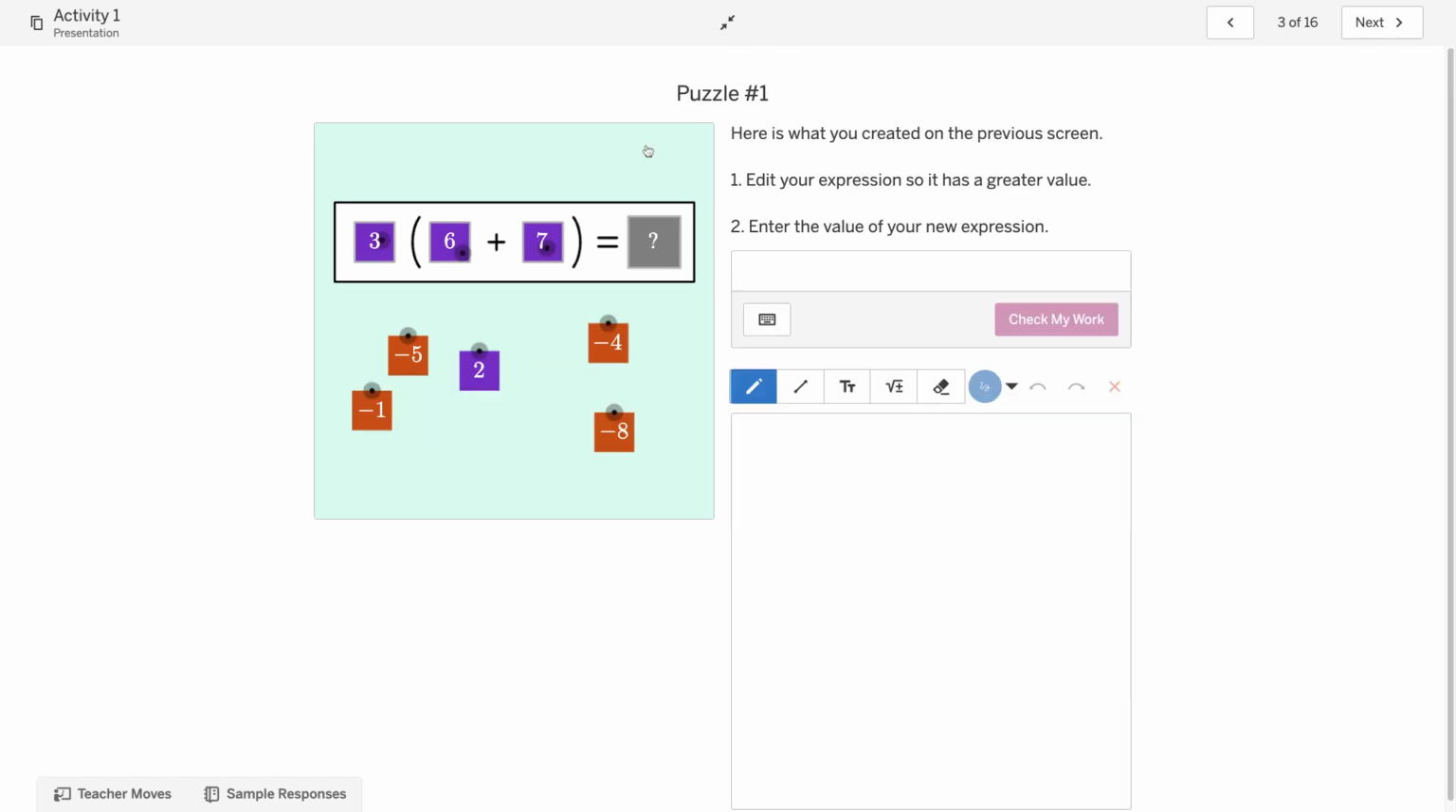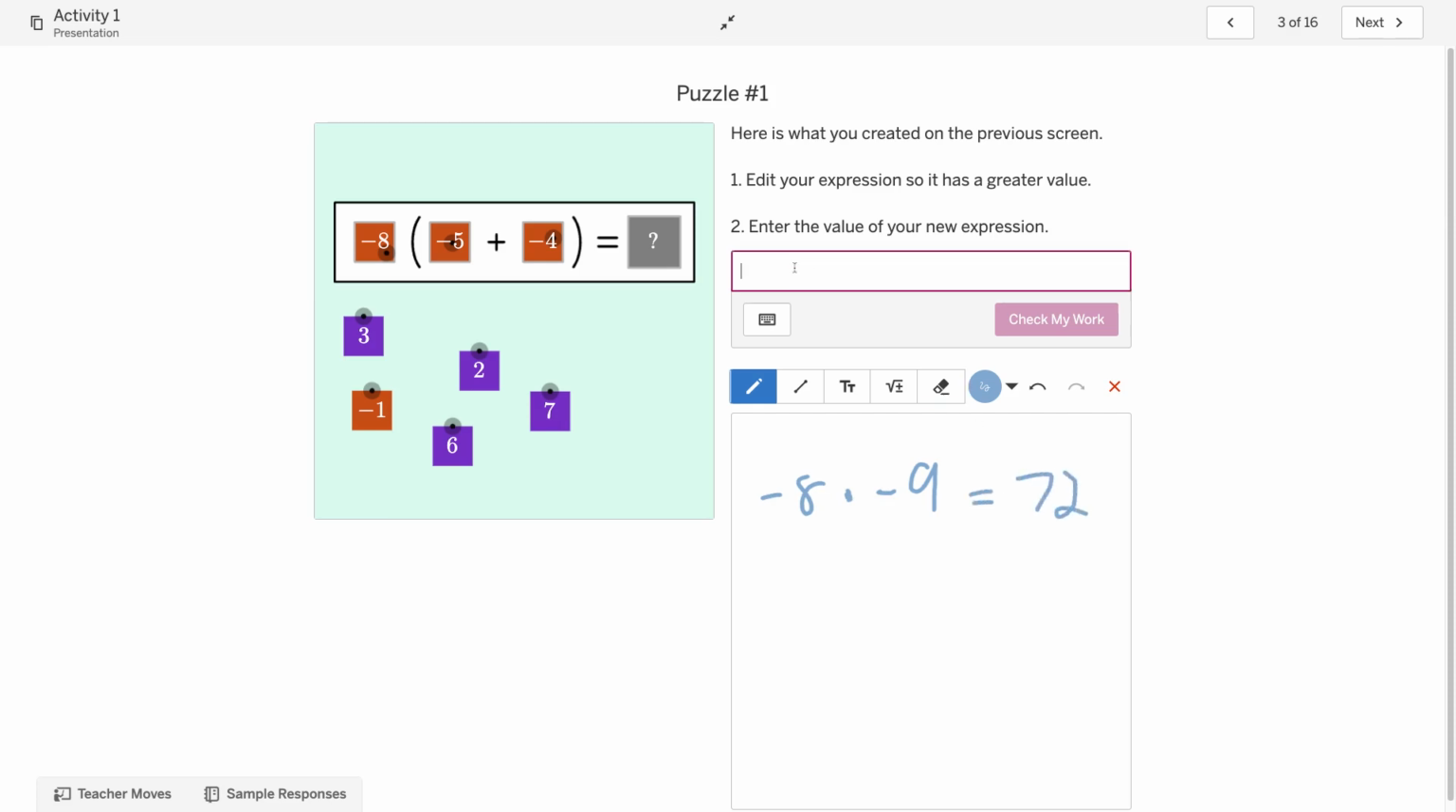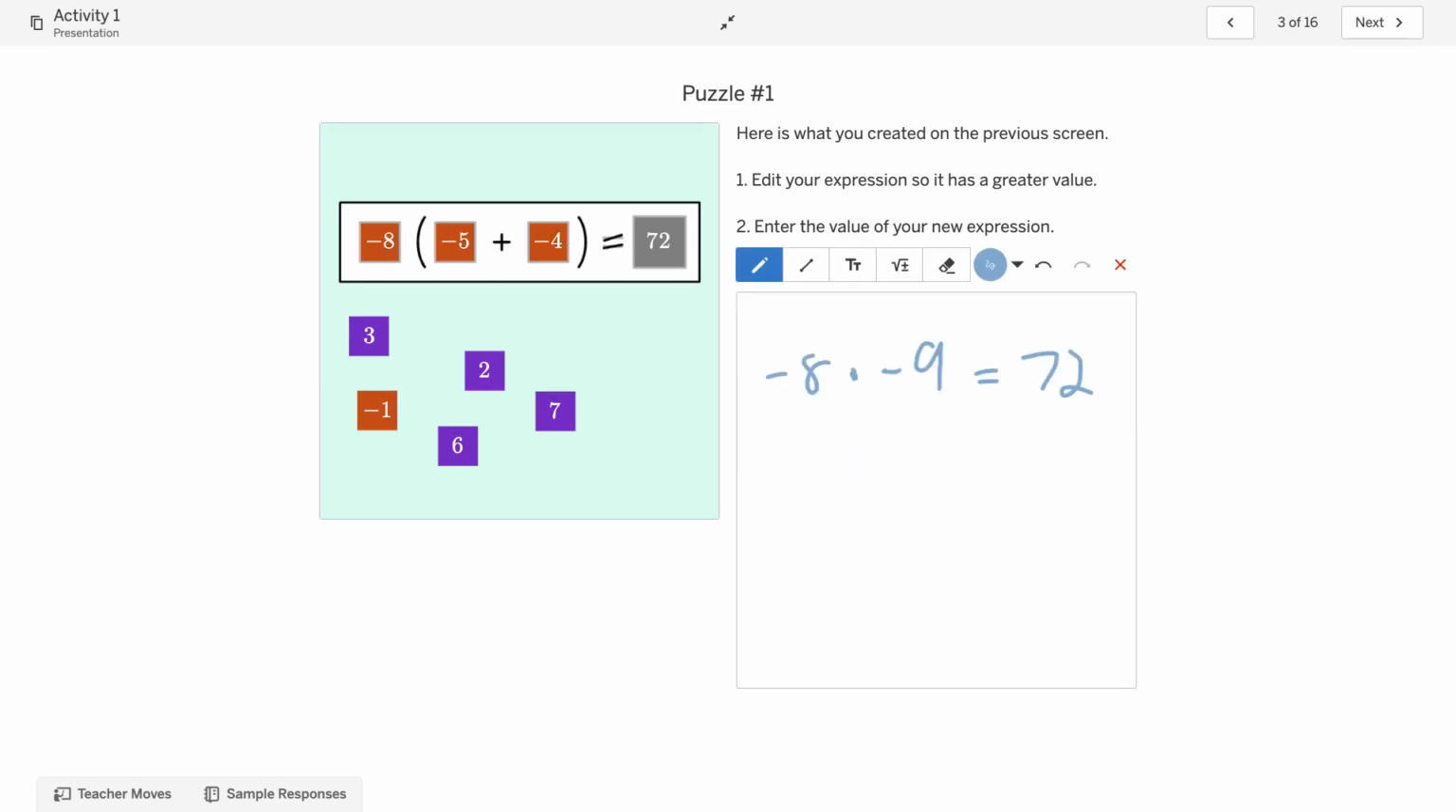So I'm going to try it again. And this time, what I'm going to do is try to use my bigger numbers, but the negative version of it. So I'm going to take this -8, put it outside here. I'm going to put this negative here and this negative here. This is going to give me -9 times -8, which is going to give me positive 72. And that works. So could I go larger? I could try, but 72 is significantly larger than when I started, so I'm just going to go on to the next puzzle.